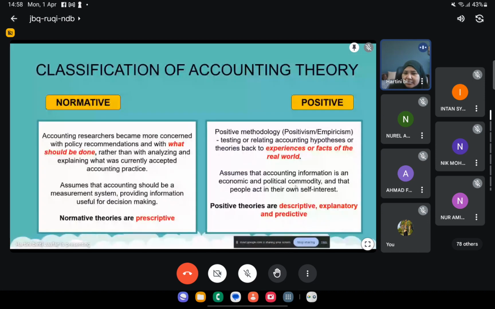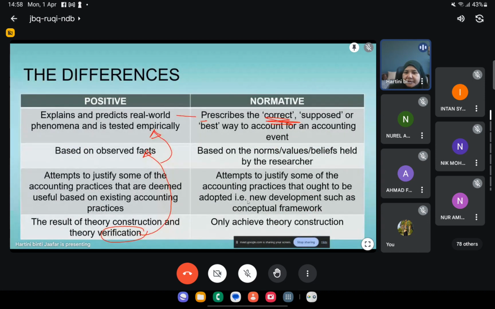Okay. So the objective is to justify some of the accounting practice that ought to be adopted. Contoh, new development of conceptual framework. So when I put this side by side, I'm not going to compare which is good, which is bad. It's just because we need the conceptual framework as well. We cannot move on. There are not going to be any positive accounting research without a conceptual framework. Okay, so conceptual framework tu kita punya garis panduan dalam bidang perakaunan kan.